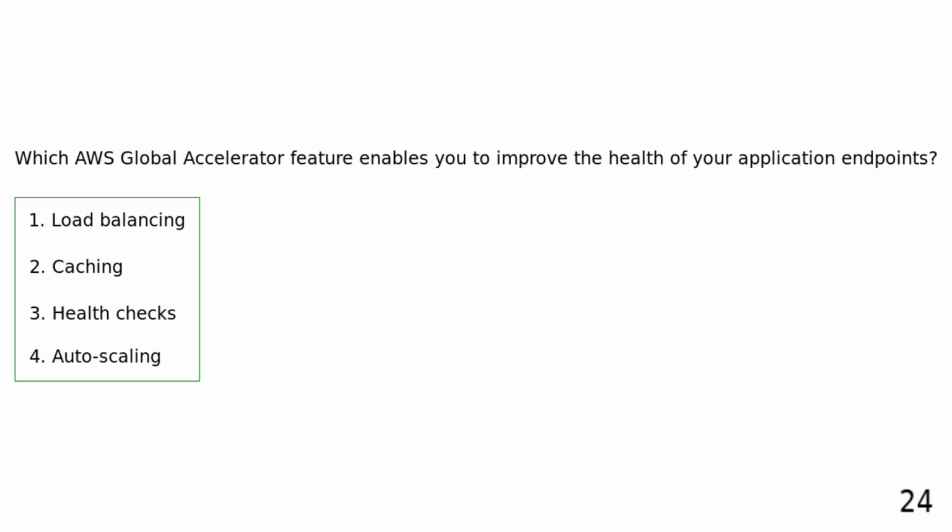Which AWS Global Accelerator feature enables you to improve the health of your application endpoints? Load balancing. Caching. Health checks. Auto-scaling.